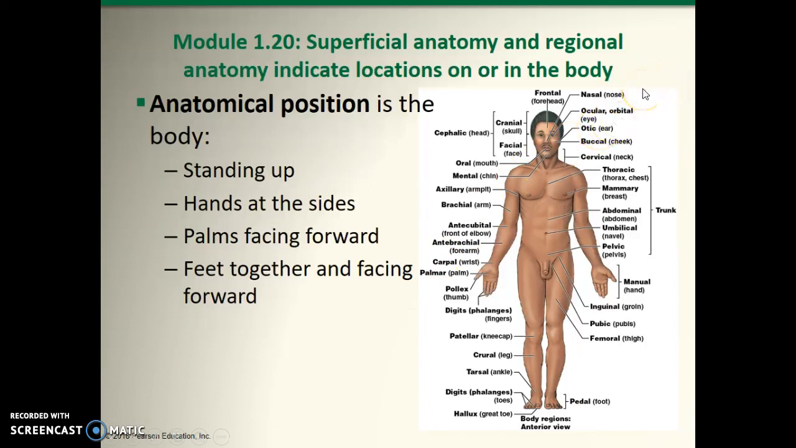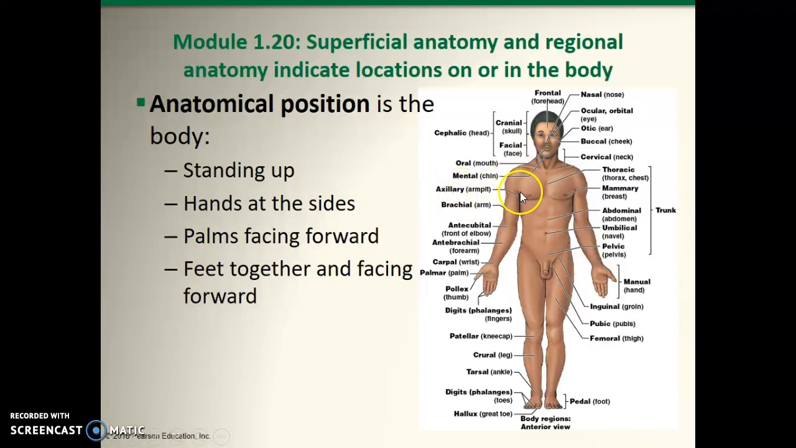Some of them relate to things you already know about, like nasal. You know that's related to the nose. Frontal is forehead. Frontal's very nice, because once you learn that that's related to the forehead, you know the name of that bone. That bone is the frontal bone. You know the name of the lobe of the brain behind that bone. That's the frontal lobe. Cranial refers to skull and facial to face. Cephalic means head. Oral relates to mouth. You know that one. Mental's a new one. It's a little tough. Chin. Mental is chin.